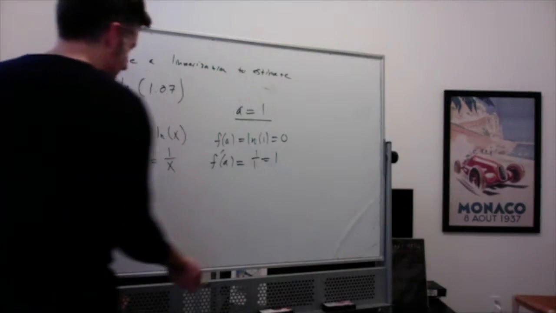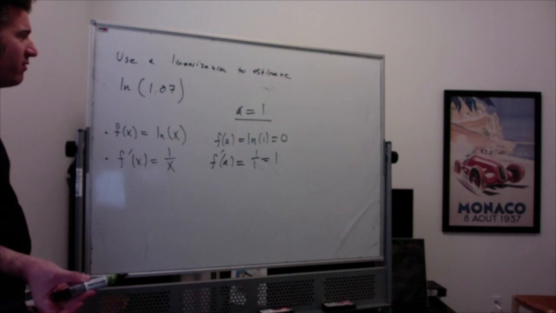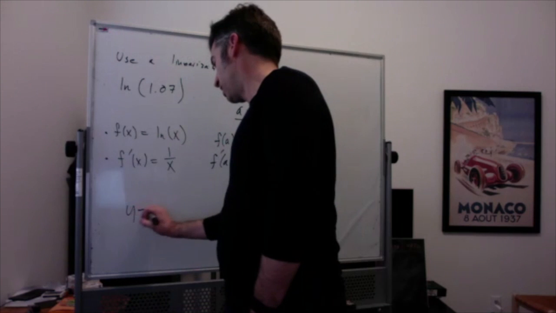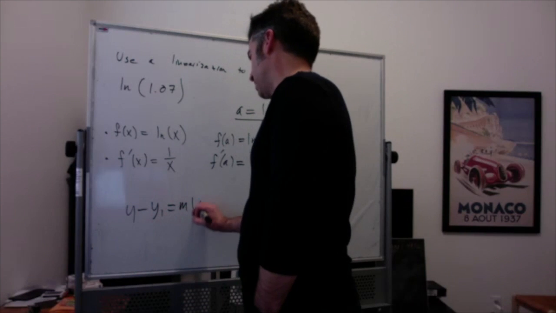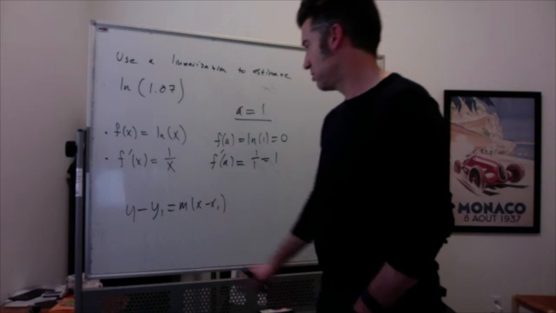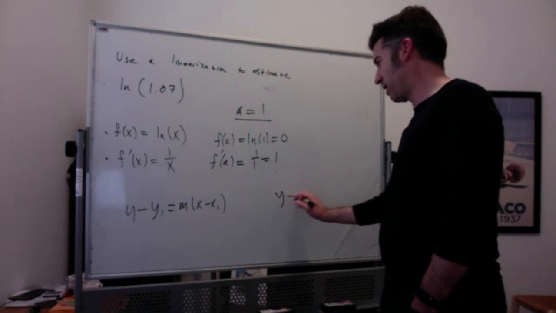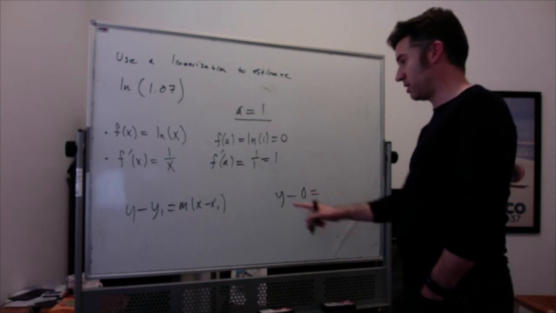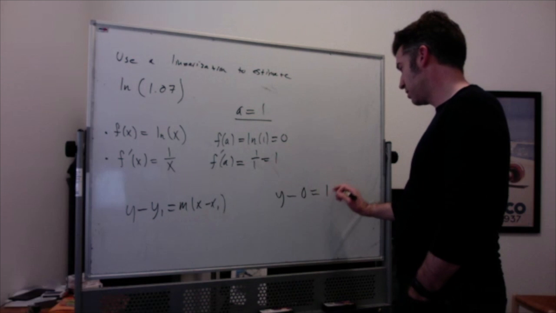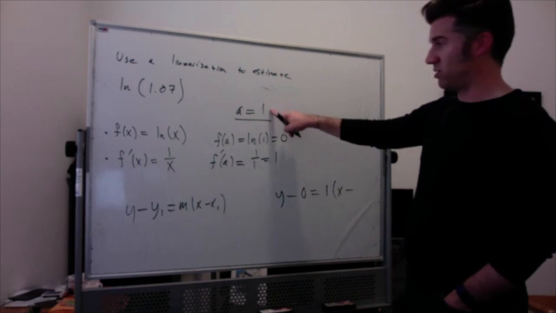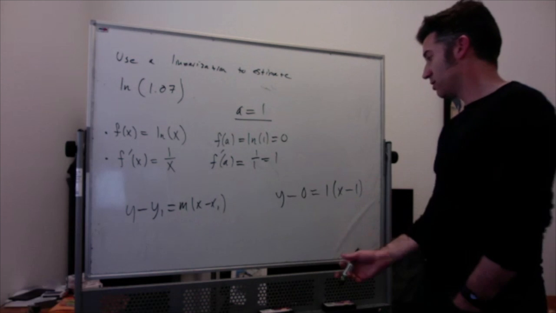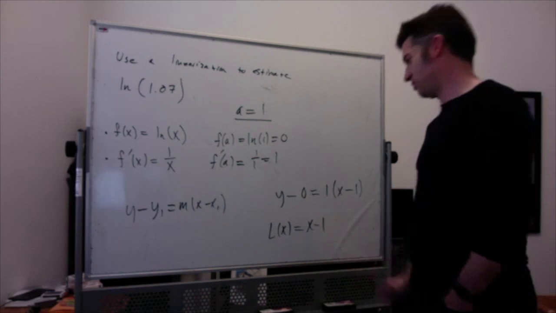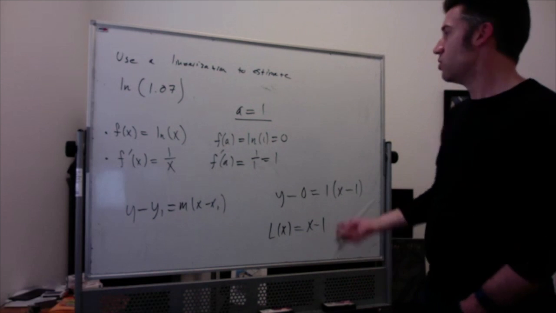So now we write the linearization. And I do think it's worth memorizing, but if you ever forget, you can always be like, okay, linearization, y minus y1 equals the slope times x minus x1. So then I've got y minus, there's my y value, 0, equal to my slope, 1, times x minus my x value, which also happens to be 1. So in this case, L of x is just x minus 1.